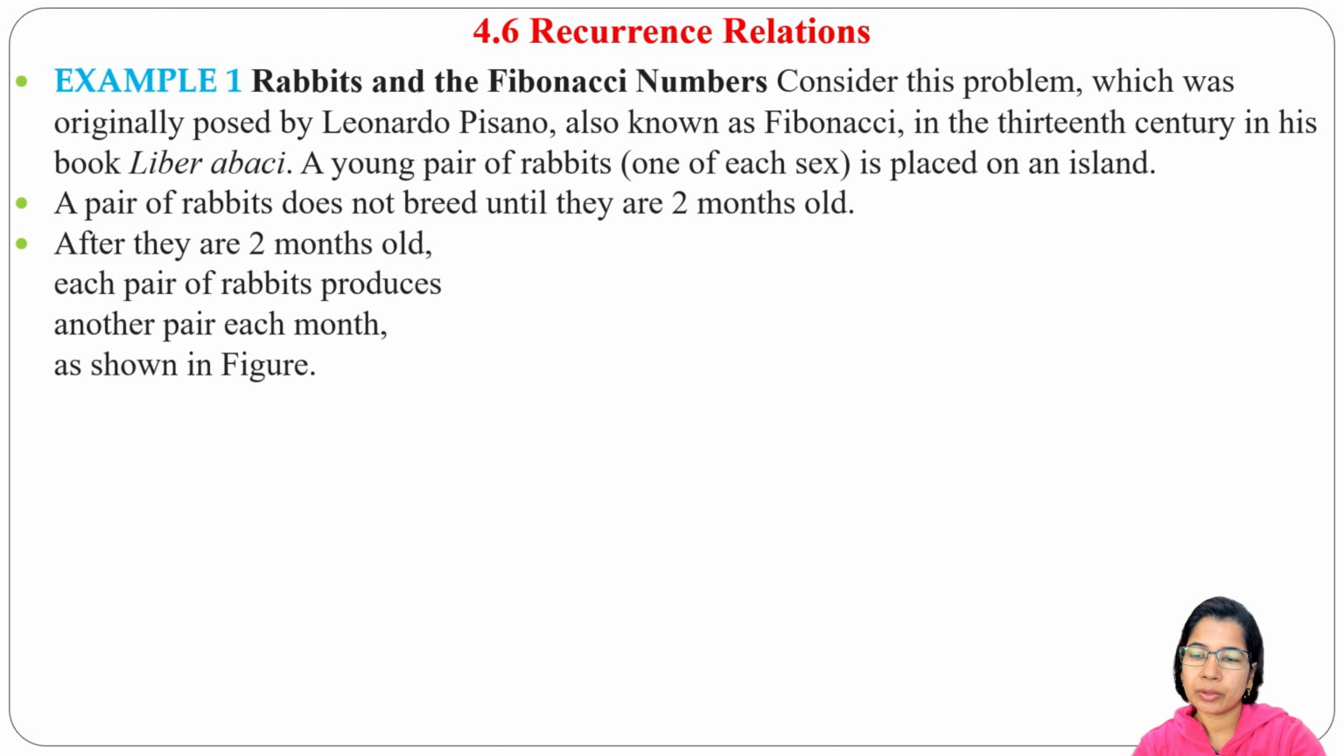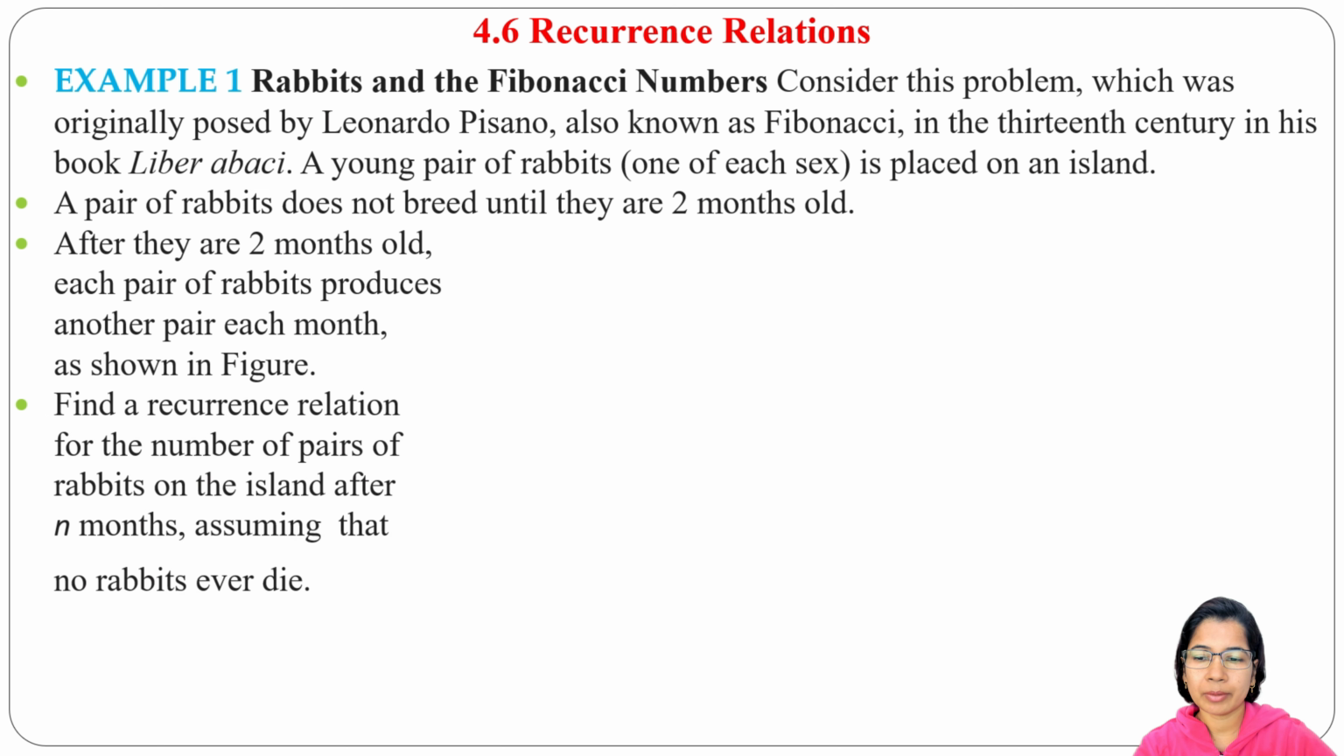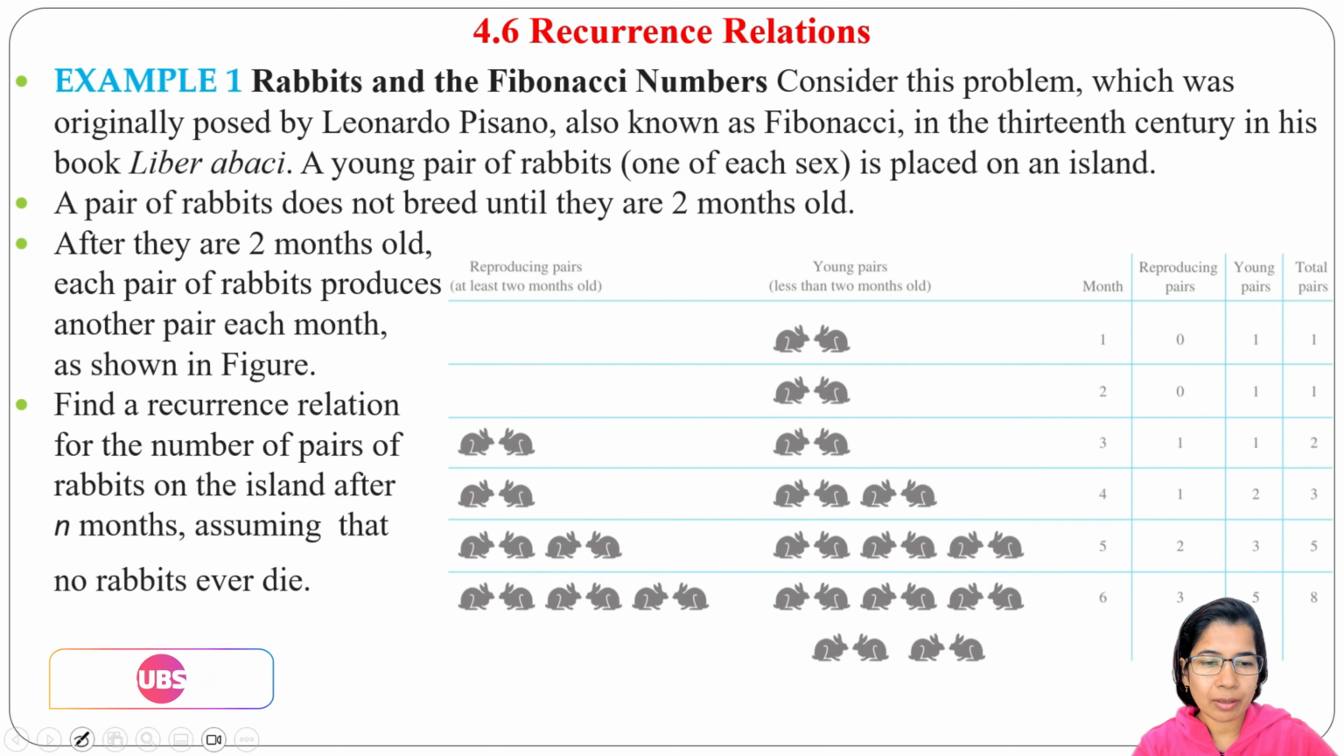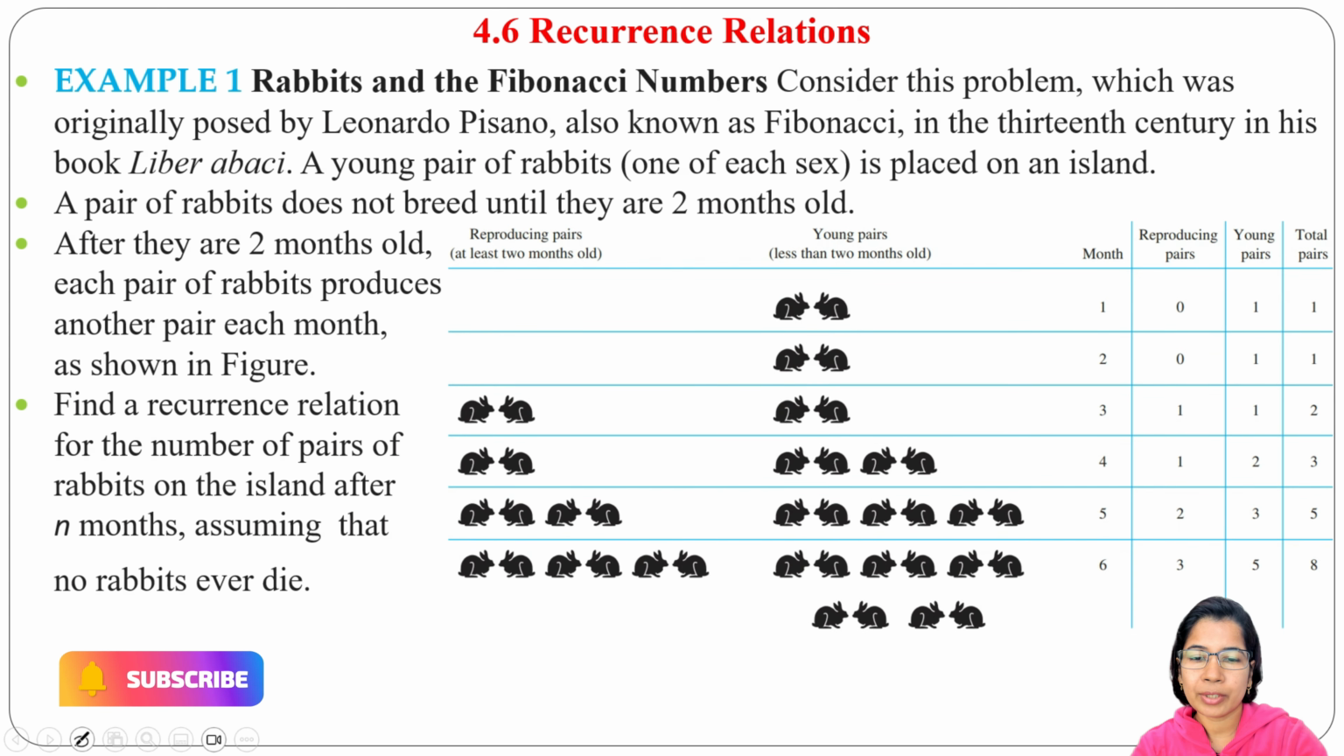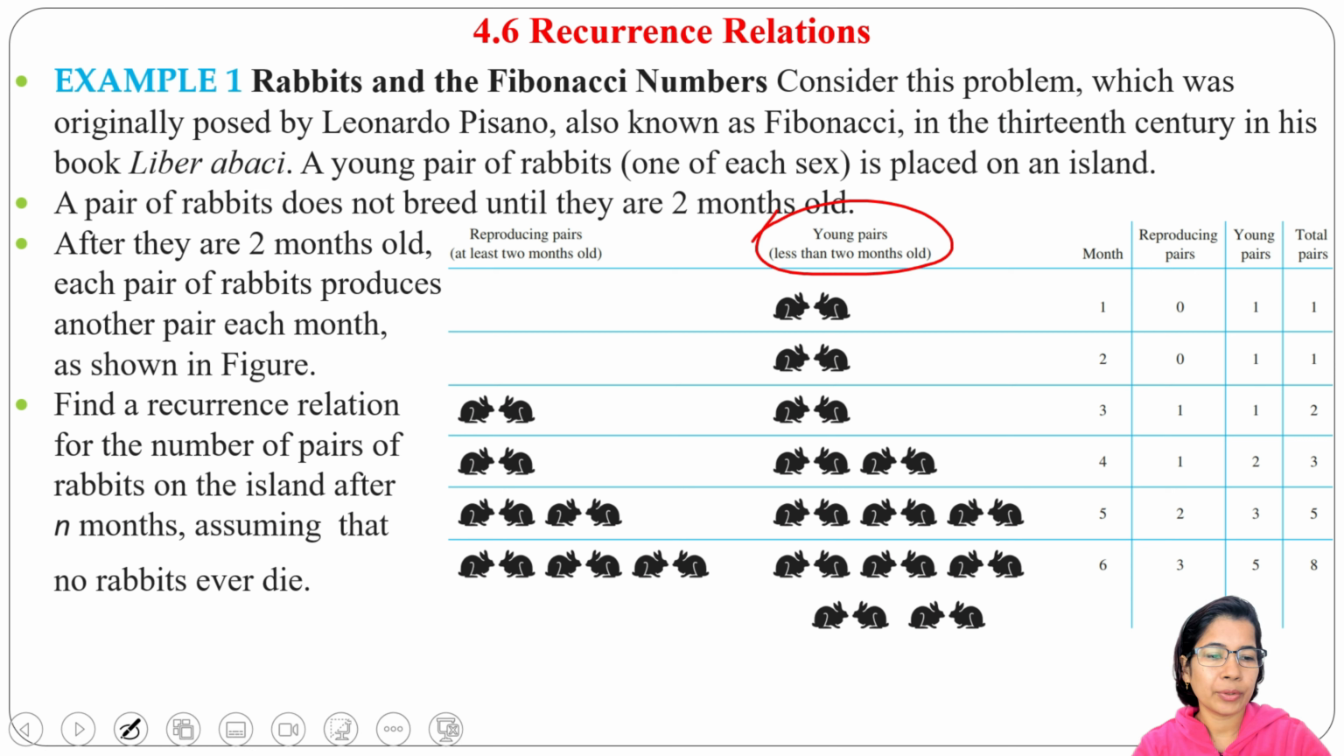After they are 2 months old, each pair of rabbits can produce another pair each month, as shown in the figure. I'll discuss the figure. Now we need to find the recurrence relation for the number of pairs of rabbits on the island after n months, assuming that no rabbits ever die. So this is our figure. Here, reproducing pairs are at least 2 months. Here is the young pair, less than 2 months. Then first is the month, then producing pair, young pair and total pair.